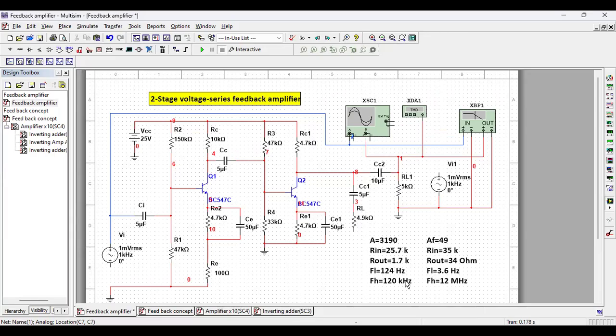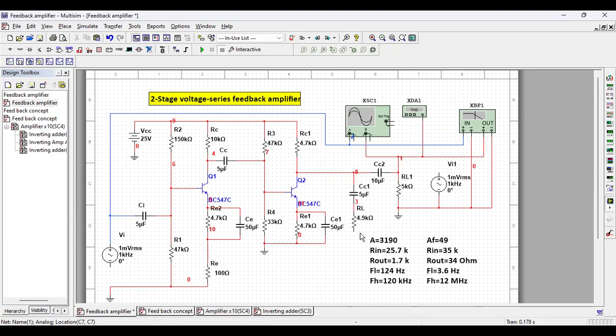Now, what do you want in an amplifier? You want amplifier gain should be high, but as we have found out, in feedback, gain will low down. Input impedance you always want higher and higher. Output impedance you always want lower and lower. And upper cutoff frequency, you always want higher and higher.